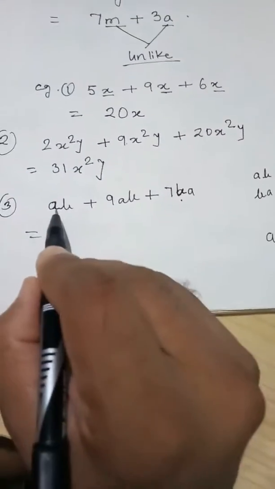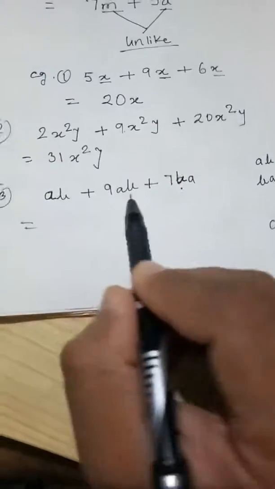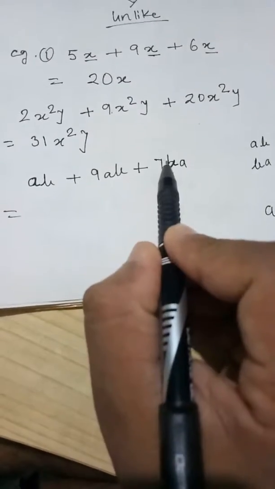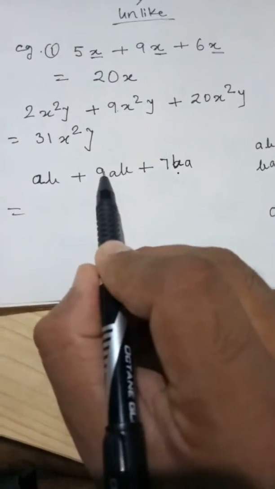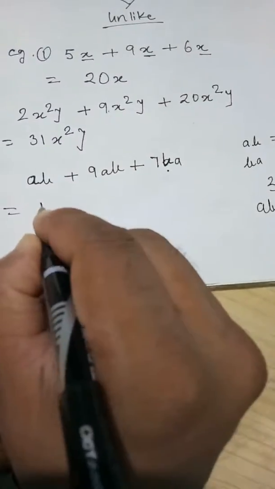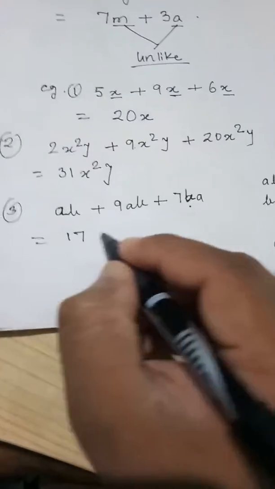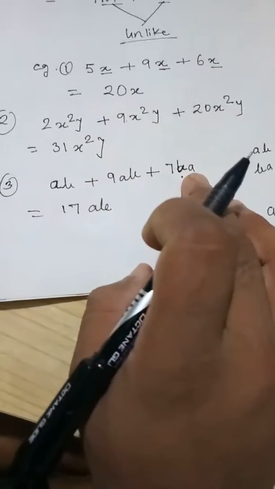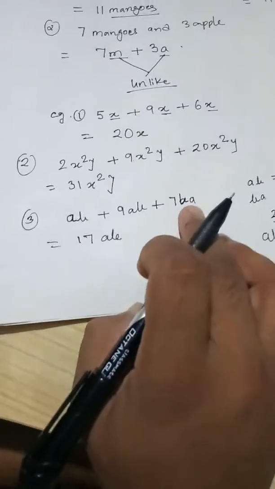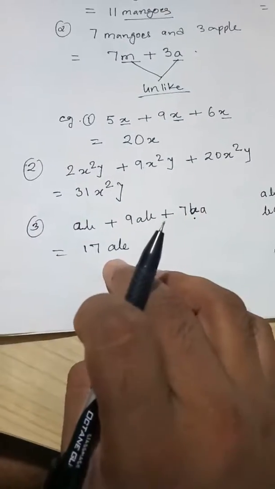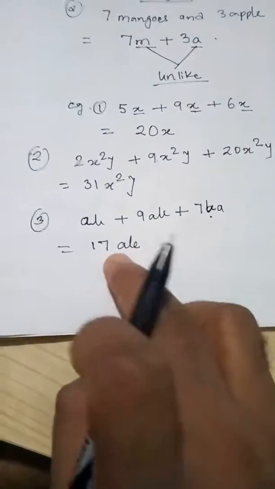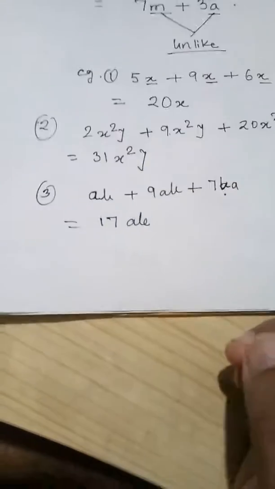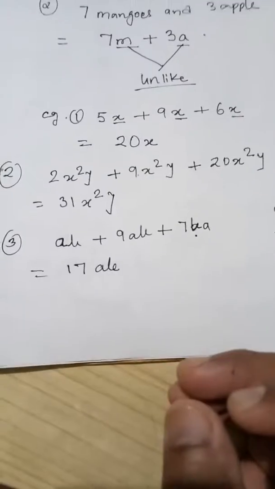So let's start. AB. How many AB do I have? 1 here. How many AB here? 9, and here 7. 1 plus 9, 10. 10 plus 7, 17. So the answer is 17 AB. You may ask, sir, it is written BA, so can we write BA only? Your wish. But normally we write AB. It looks good. If you write BA, the answer will not be wrong.